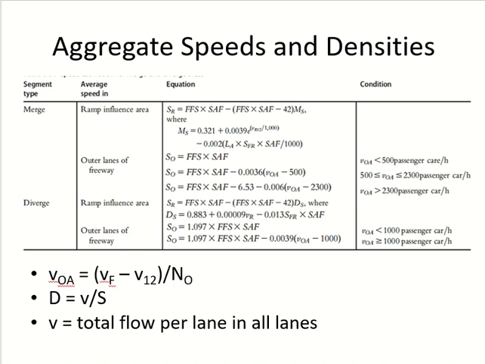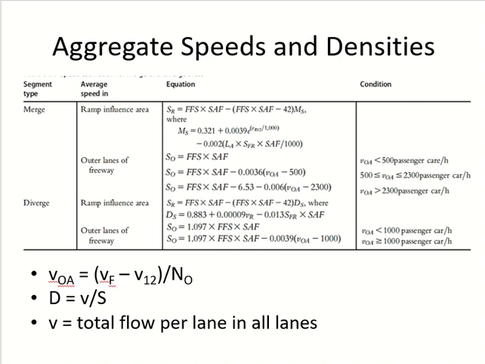Then this table gives you the value of speed in the merge or the diverge area. Now you see here we are calculating density without speed. But speed is also important for the freeways. So we can find out the speed using one of these equations. If you have merge, you will use this. If you have diverge, you will use this. This one is for the ramp influence area.